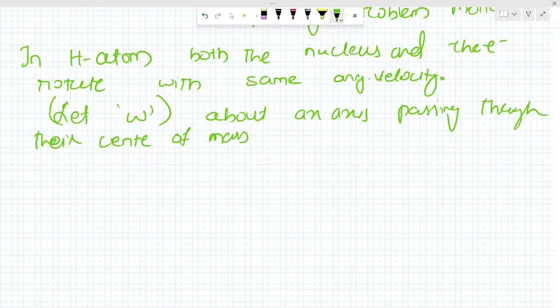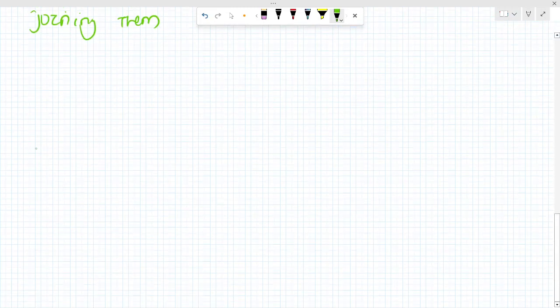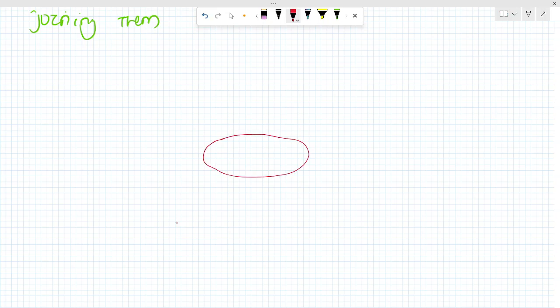I have taken the angular velocity as omega, and this axis is also perpendicular to the line joining them. Is it clear to you? Let's proceed further. Let me draw the diagram for you, the two body problem diagram. Sorry, my sketch is not that good, you will have to adjust with it. Let me try my best.